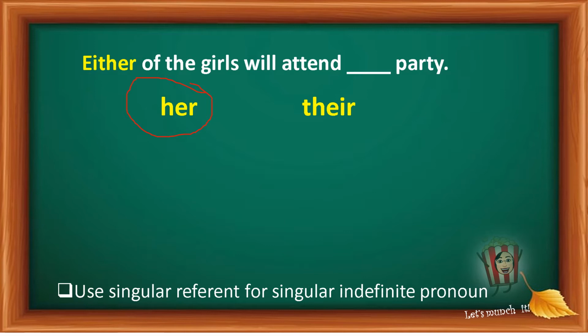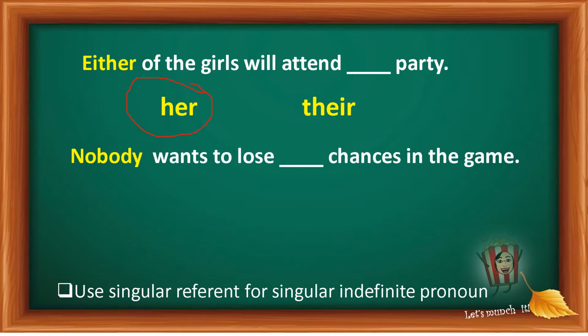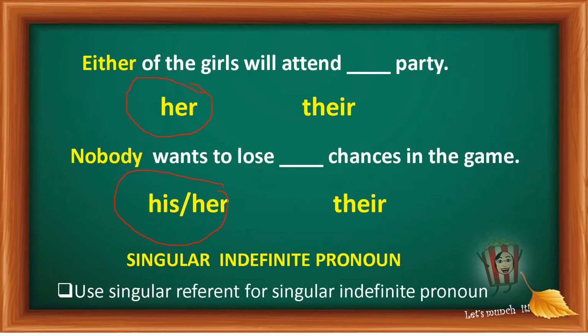Let's have another example. Nobody wants to lose blank chances in the game. Is it his or her, or is it their? In this particular sentence, the correct answer is his or her. Nobody wants to lose his or her chances in the game. So in this particular example, we have used an indefinite pronoun. So when we see an indefinite pronoun, we have to use the singular referent for a singular indefinite pronoun.